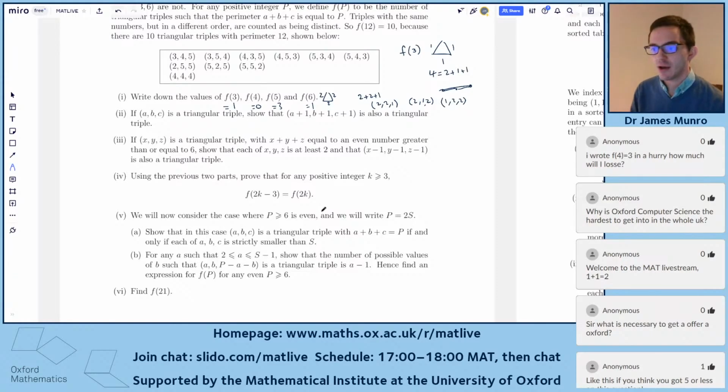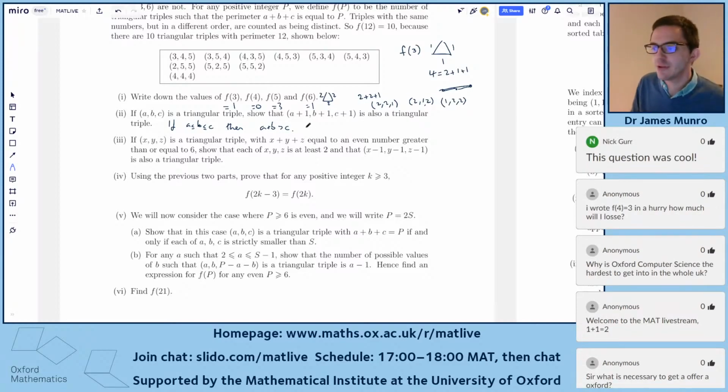Okay. Here's a check. If ABC is a triangular triple, we're asked to check that adding 1 to each side is still a triangular triple. The thing I would do here is to say, well, if a is less than or equal to b, less than or equal to c, like this, I'll come back to the other orders in a minute, then I must have a plus b bigger than c. That's what it means to be a triangular triple. That's the fact I've got so far.